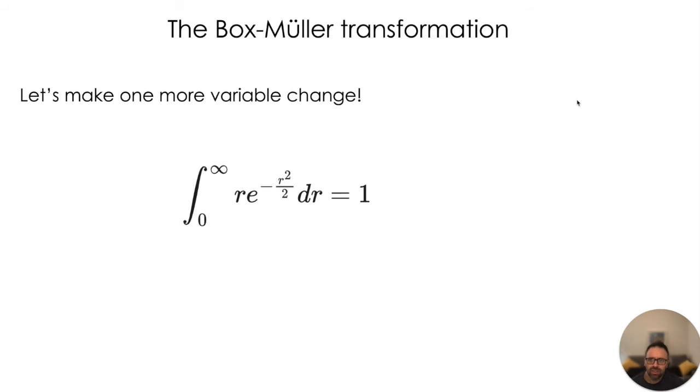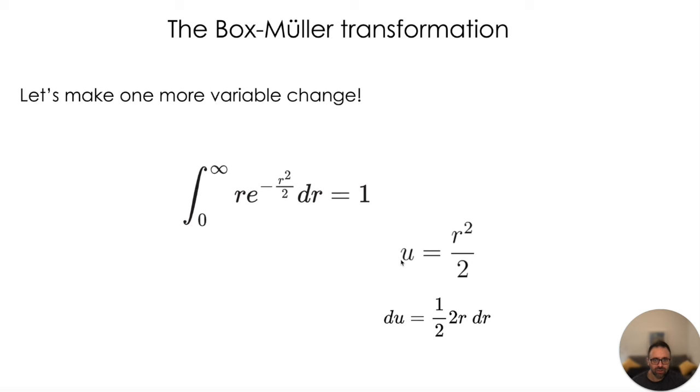Okay, we need to make just one more variable change. We can simplify this equation further by replacing r squared divided by 2 with a new variable called u. So if we do that, from calculus, remember that whenever we use a new variable, we need to calculate the derivative of this new variable with respect to the previous one.